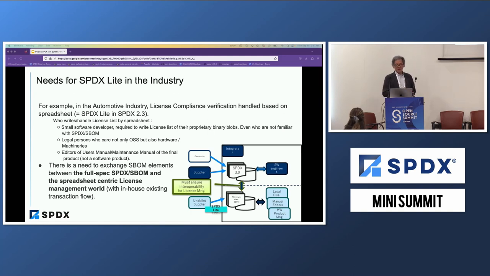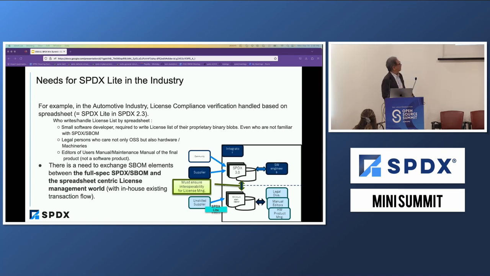Because many people in industry, sometimes legal people, care not only about open source software, but also about the hardware or machinery or some small part of the proprietary software. So they want to focus on the mandatory portion to keep compliance within their supply chain. So they prefer to cut down to the minimum, but remain compliant with the SBOM format in their workflow.